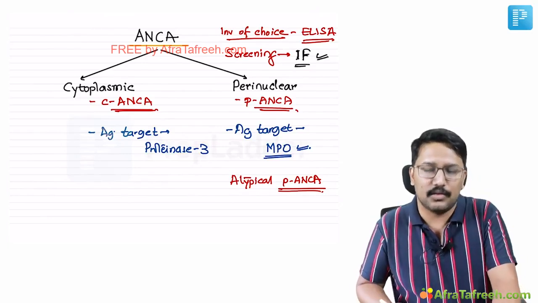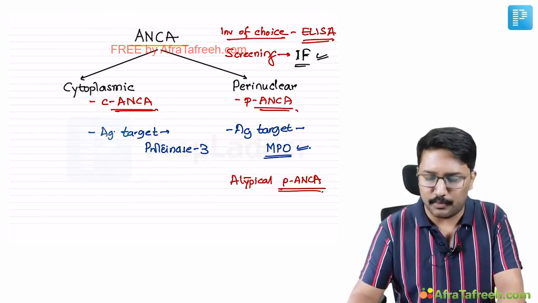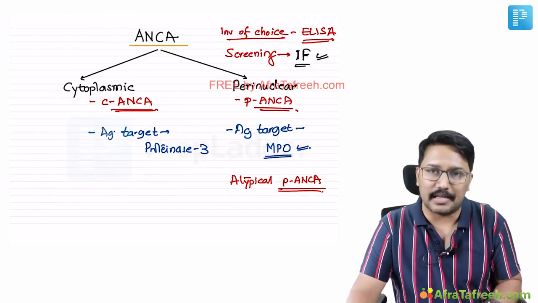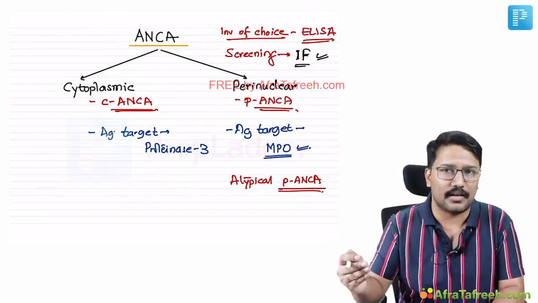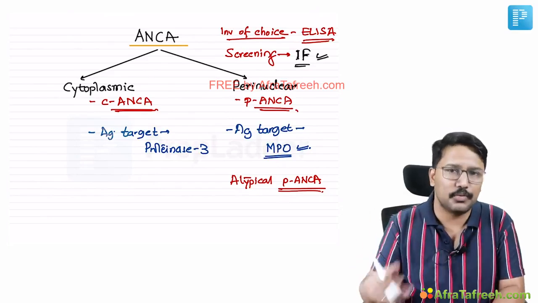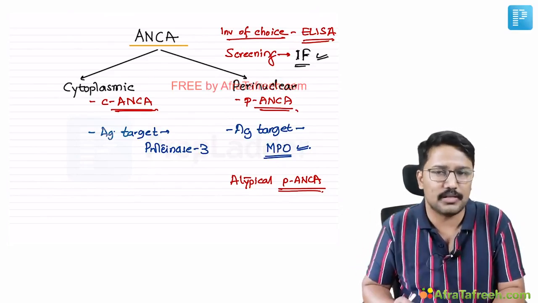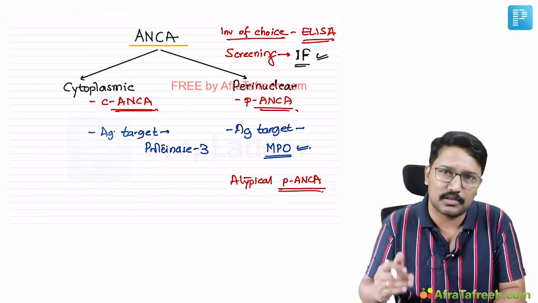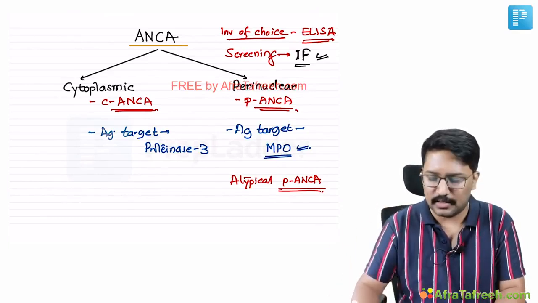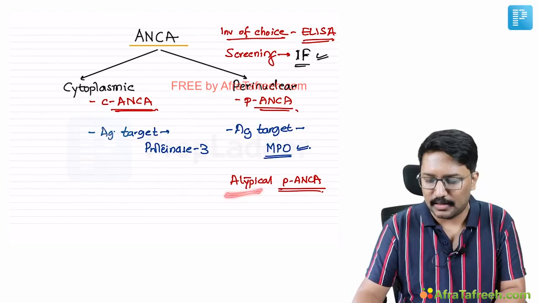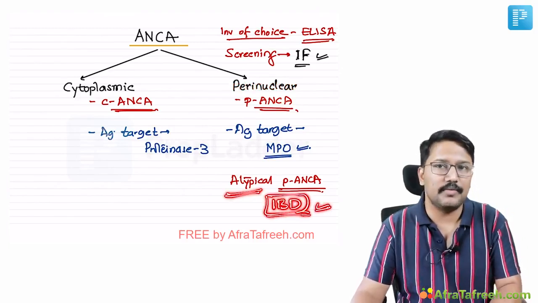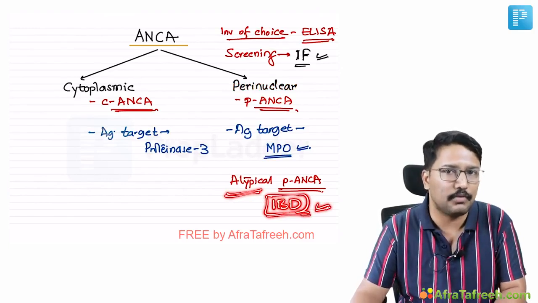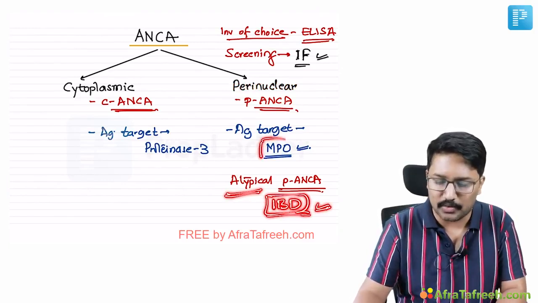In ELISA, we are trying to identify antibodies against MPO. So if the ELISA is negative, if there are no antibodies against MPO, that means the antigenic target, though there is perinuclear distribution of these antigen antibody complexes, is not myeloperoxidase but something else. In that case, we call it atypical P ANCA, and a classical example for us to remember is inflammatory bowel disease. So in IBD, we see atypical P ANCA. In IBD, the target for the P ANCA is not myeloperoxidase.